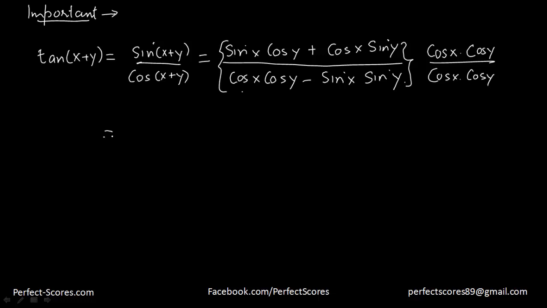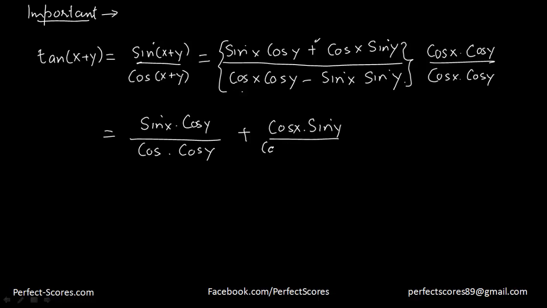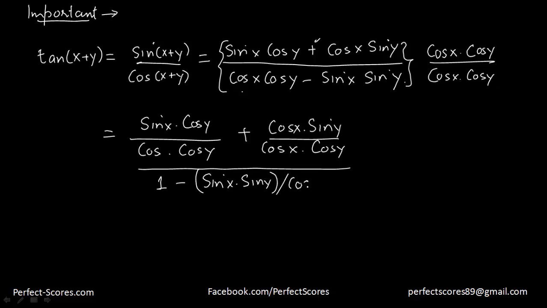So the tangent of x plus y would be equal to sine x into cos y over cos x into cos y, plus cos x into sine y over cos x into cos y, the whole thing divided by cos x into cos y over cos x into cos y, which is 1, minus sin x into sine y divided by cos x into cos y.